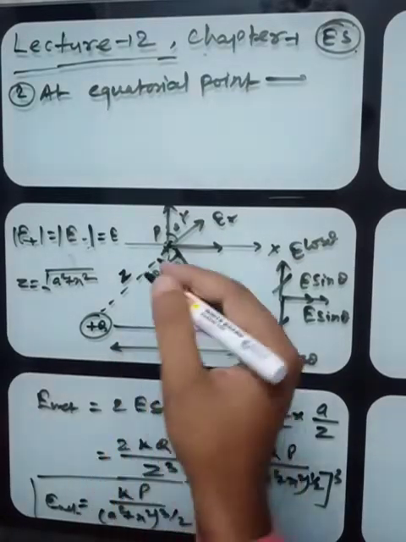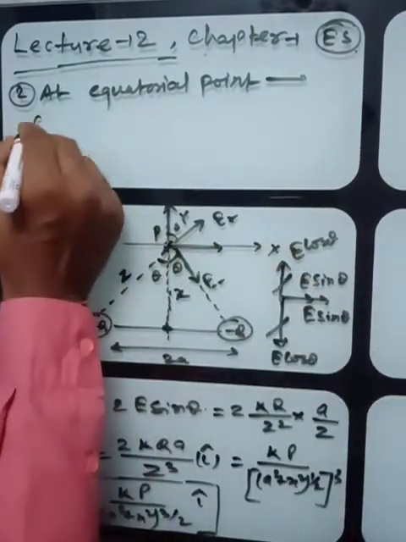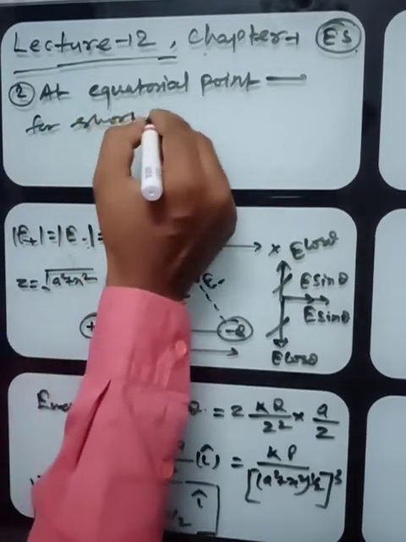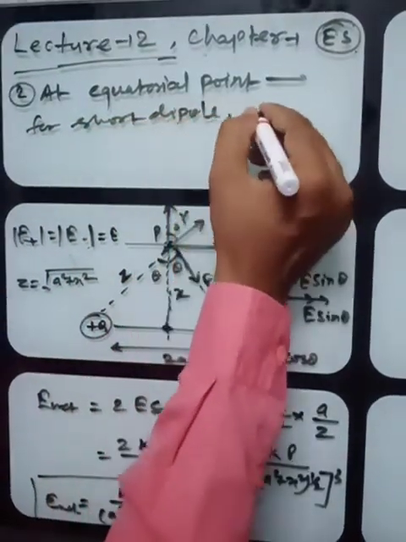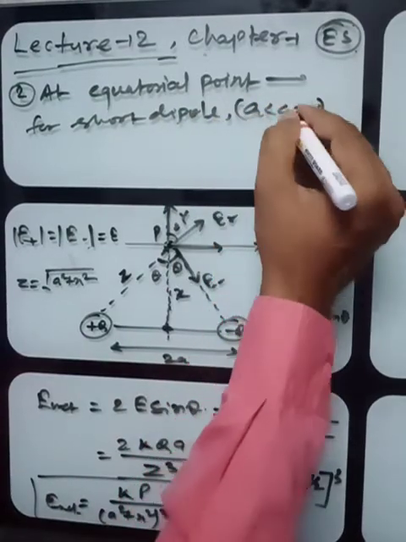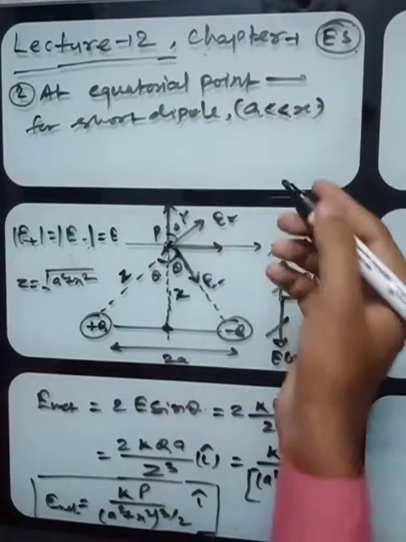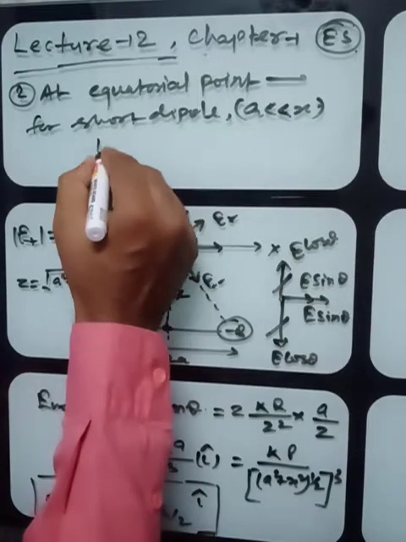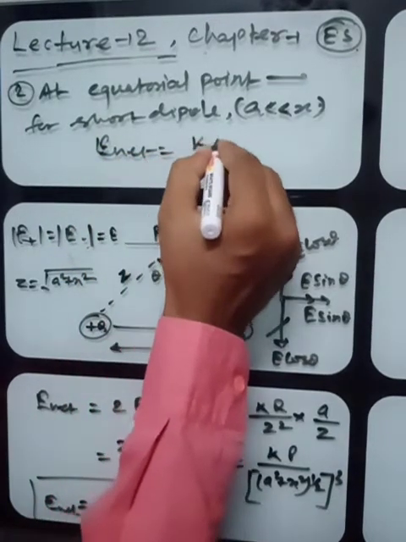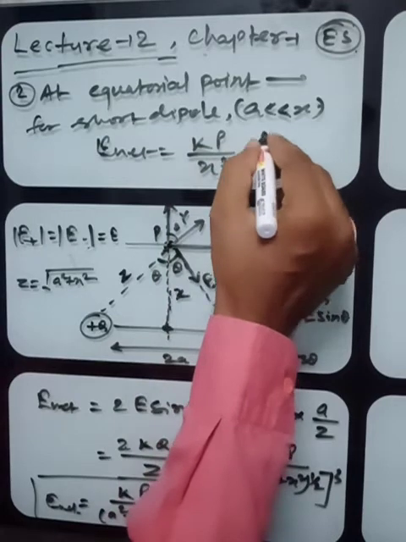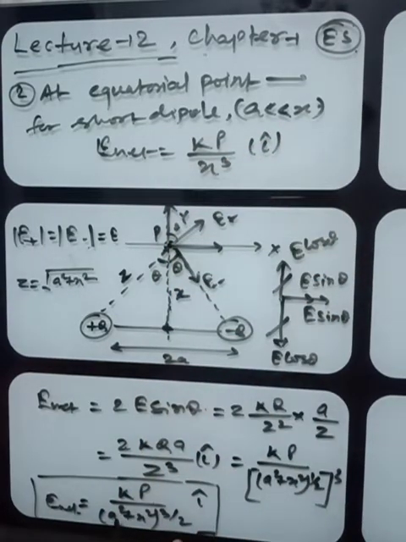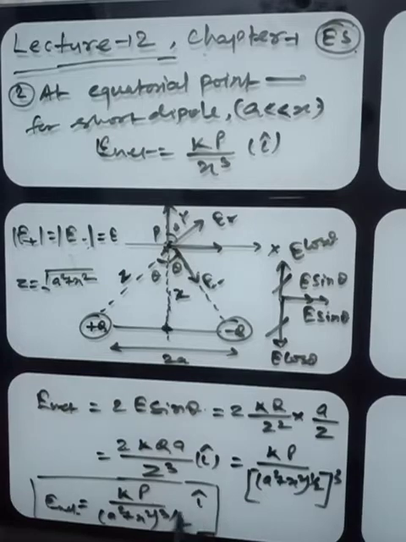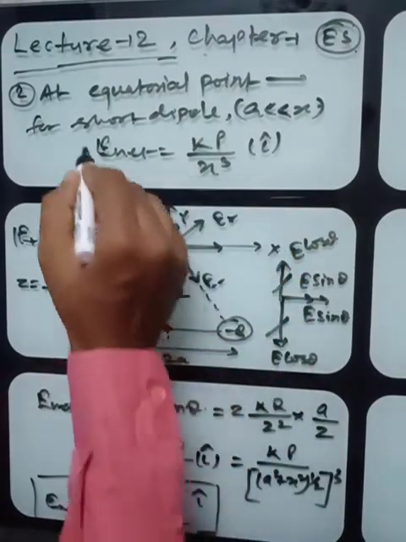Now again we are going to apply this for a short dipole. For a short dipole, a is much less than x, so a can be neglected. E net will be kp over x cubed. Look here, a will be neglected, and x square with the power 3 by 2 gives x cubed, and the direction remains i cap. So kp by x cubed is the net electric field.